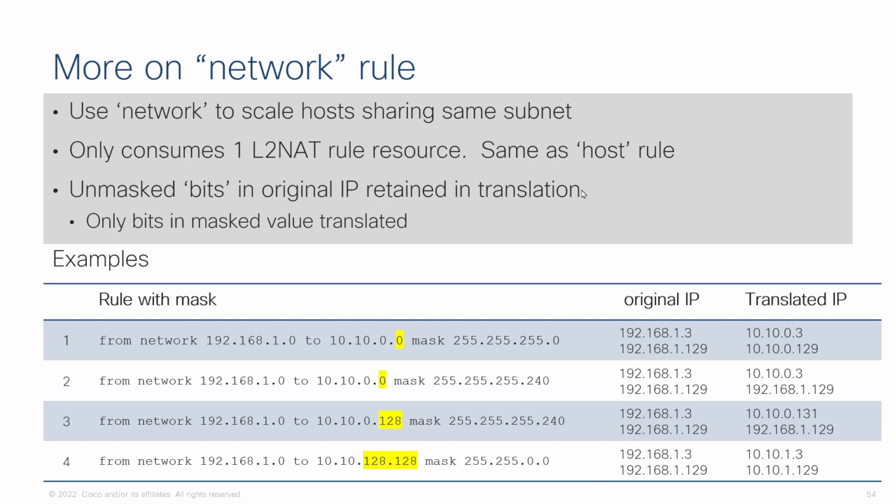And then finally, when you look at row 4, we have a /16 mask, and essentially what this means is the .128 you see there in yellow is ignored because it's outside of the mask. And you can see the resultant IP addresses on the right-hand side.